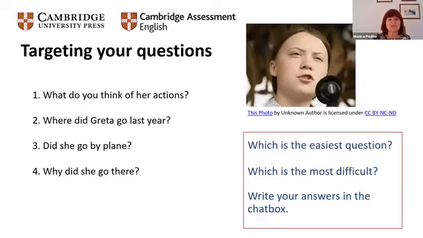It's a yes/no question. The most difficult question is what you think of her actions, because you have to give your own opinion. Where did she go last year? The information's in the text. It's a short answer. Why did she go there? A longer answer, but the answer's in the text. So use open and closed questions, and ask the easier questions to the less confident learners.